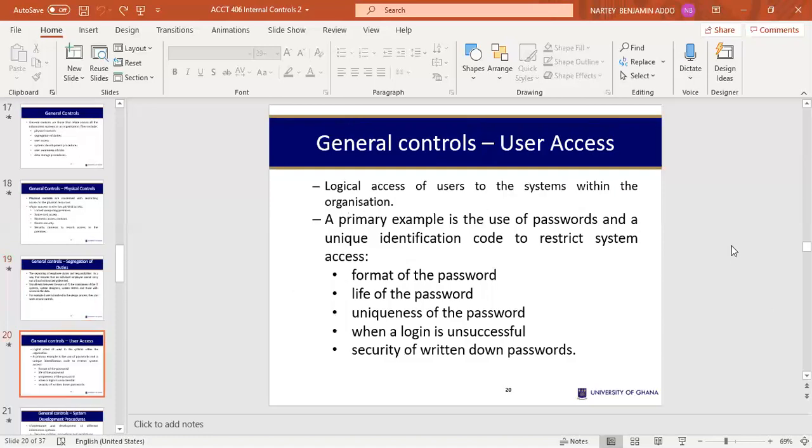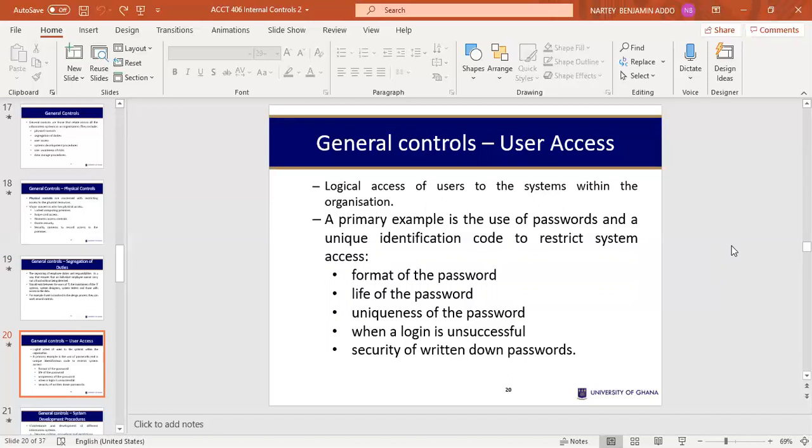Then we have the user access. Logical access, that is where we have your password. So logical access of users to the system within the organization. That is what we mean by user access. The example here is the password, as I've already mentioned, and a unique identification code. For example, if you want to go into your MIS, you type your password, and then you must also type your PIN. So that is a code that is identifying you, apart from having entered your password.